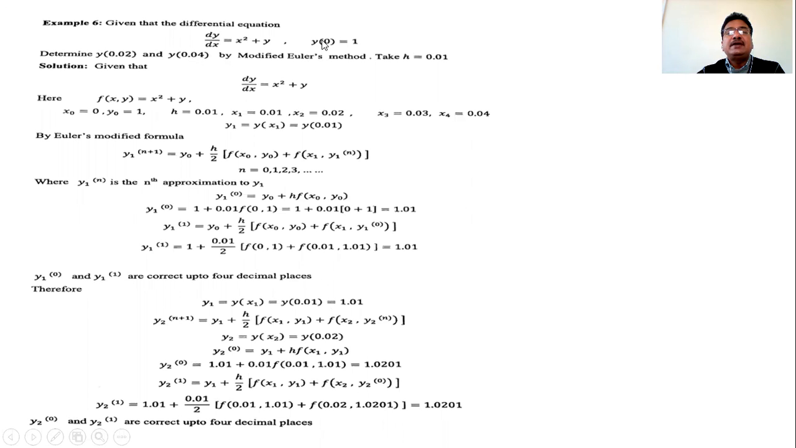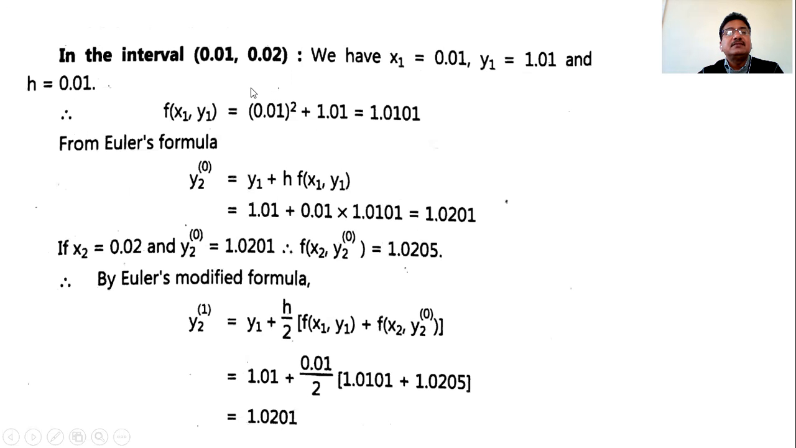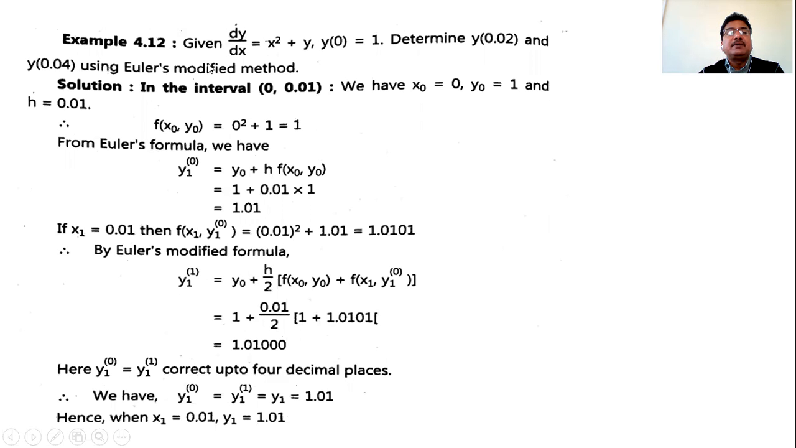Similar problem here. Here y0 is 1, meaning x0 is 0 and y0 is 1, and determine y at 0.2. Directly determine y at 0.2, or divide the interval into parts. That is, first find the value at 0.01, then at 0.02, then at 0.03, and then at 0.04. Same problem. Here is the value.